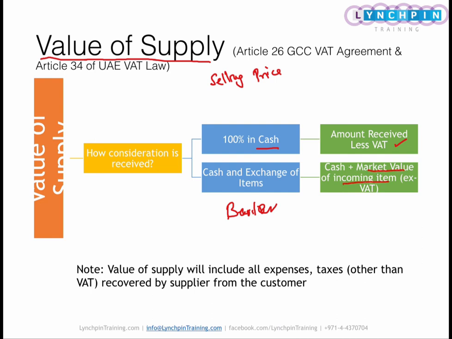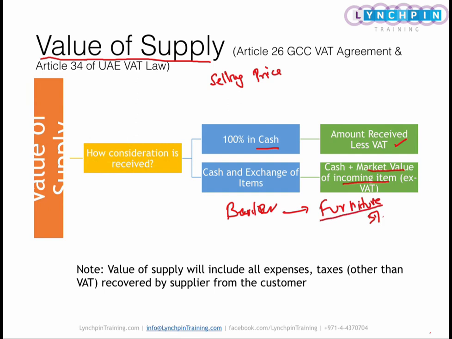Let's take an example. We are a training company. We go to a furniture house and give them a training. The furniture house now says that they will not pay us in cash; rather, they will supply us furniture. Now I have to issue my tax invoice. In this case, I will be charging them 5% VAT on the furniture value.